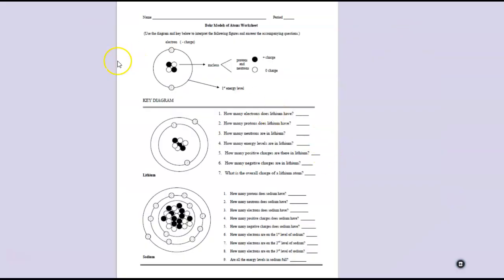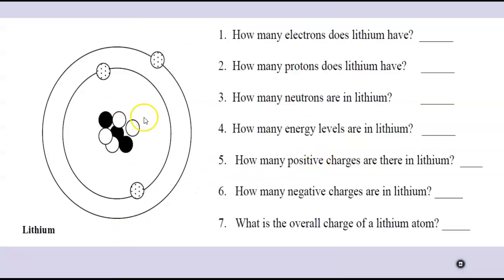Okay, so on the very top here, you have that model. Here we were looking at lithium. Looking at this Bohr model of lithium, the question asks you, how many electrons does lithium have? Well, we can clearly see that there's 3. Same thing, how many protons? Again, looking at the model, it's 3. Now, we can look at the periodic table and get this information as well, but we're looking at Bohr models.